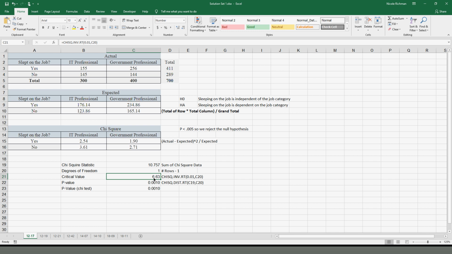Our critical value then is a little bit more challenging. We actually use the formula CHISQ.INV.RT. And then we enter in our probability. So in this particular problem, it wants to know what a 99% confidence level would be. So we're going to enter in a p-value of 0.01. And then our degrees of freedom. And I just highlighted our degrees of freedom so that if that were to change for something, we will have this already selected.